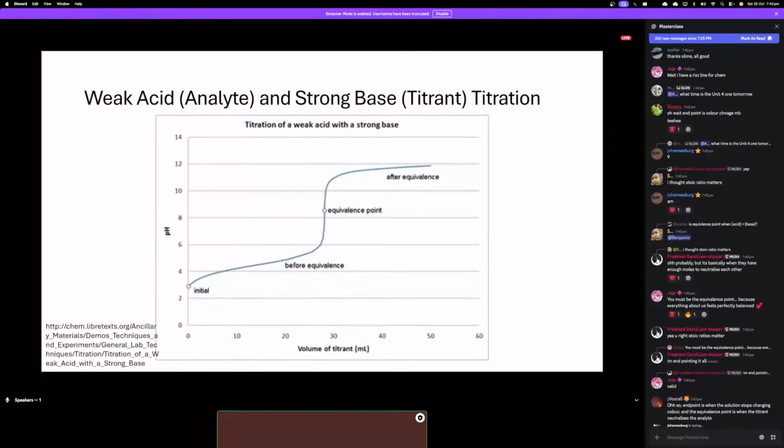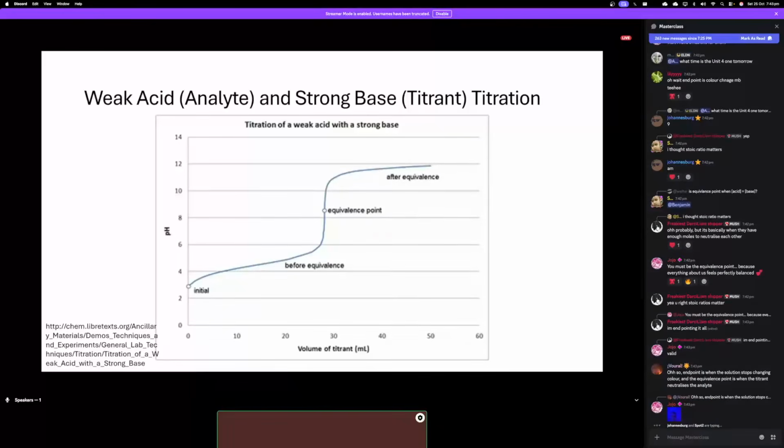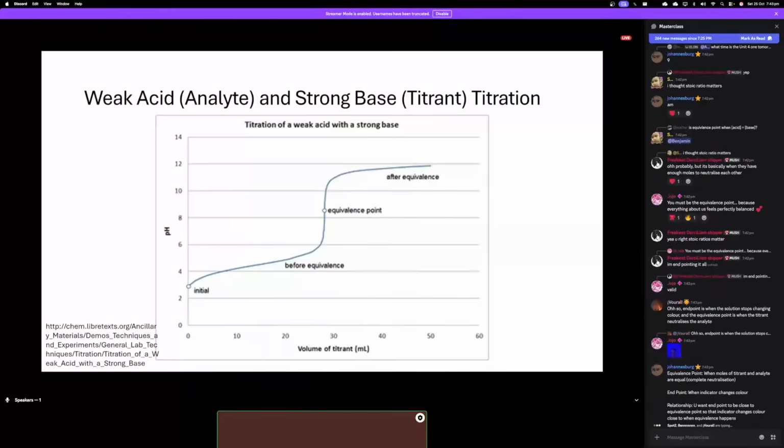Let's actually look at a graph before we continue, right? So here we have the equivalence point, but our graph looks a little bit different. Here we have this weird wobbly zone, right? And this bit is our buffer zone, buffer region. I'll call it buffer region.